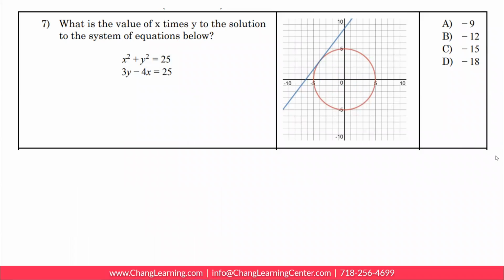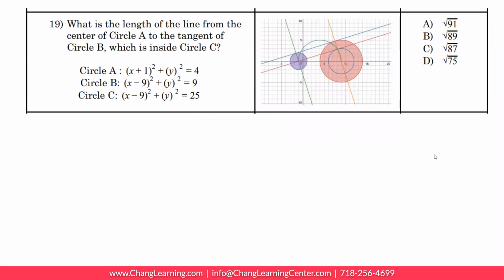The next question is another one that uses the Pythagorean theorem. What is the length of the line from the center of circle A to the tangent of circle B, which is inside circle C? So this is kind of hard to see. So again, I'll annotate it with a thick line in, how about red, because it's drawn in red.